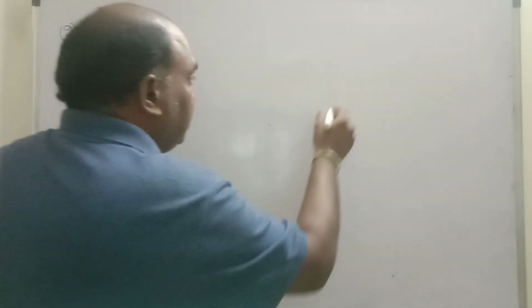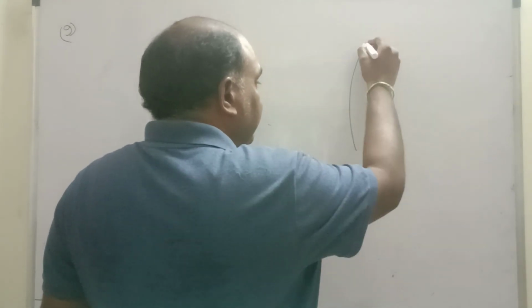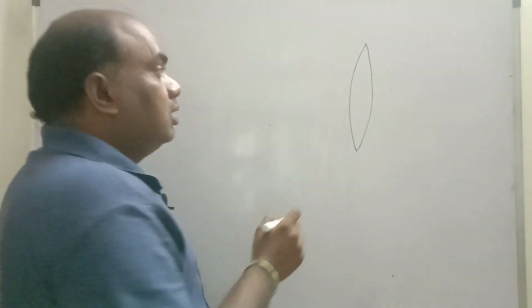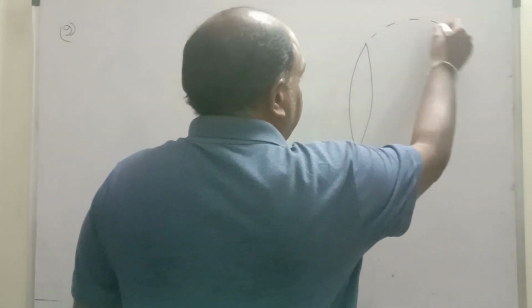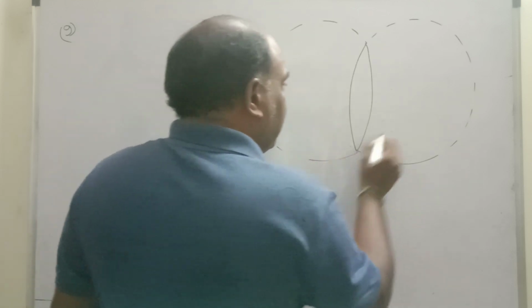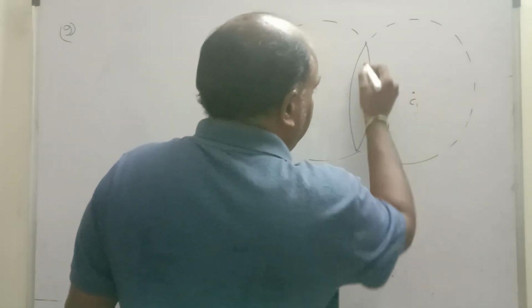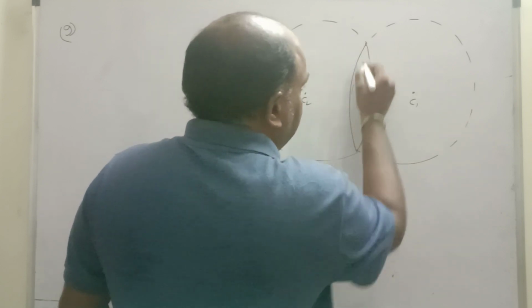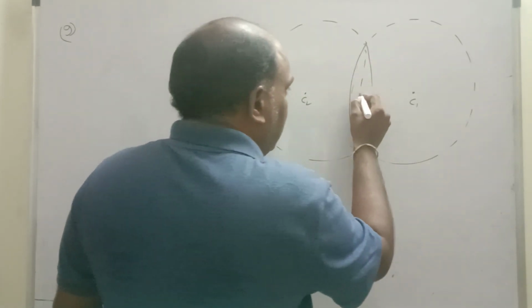Next question, see children. This is a double convex lens. Its radii of curvature are equal. That means if the first curved surface is extracted from this sphere, this curved surface is extracted from this sphere. This is the center for this curved surface. This is the center for this curved surface. This is the pole.